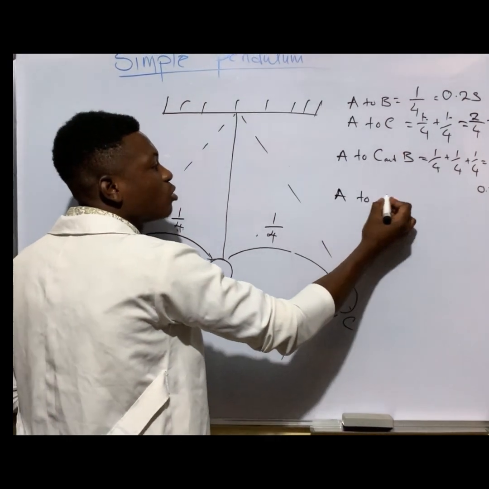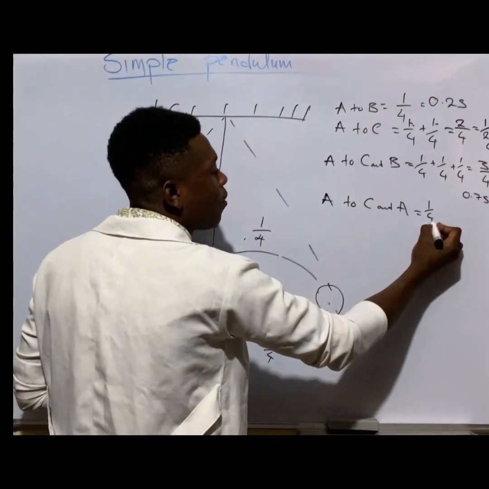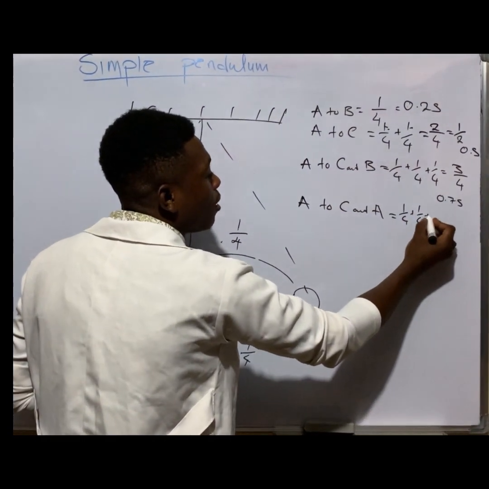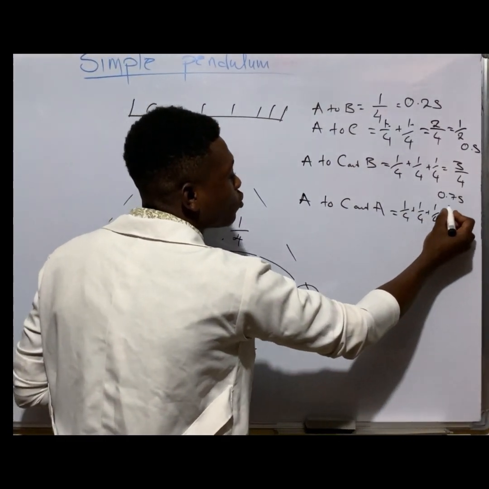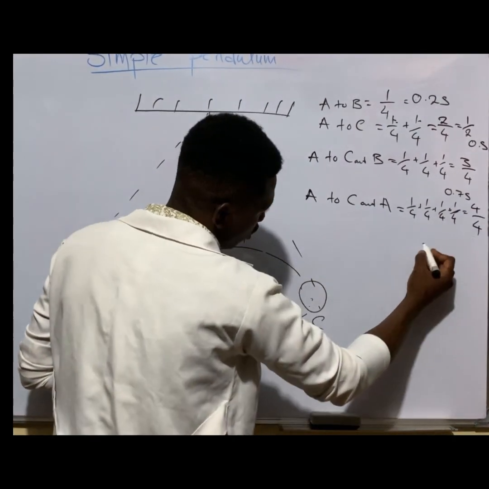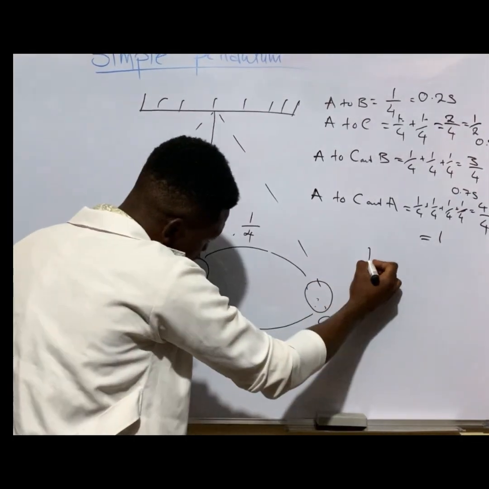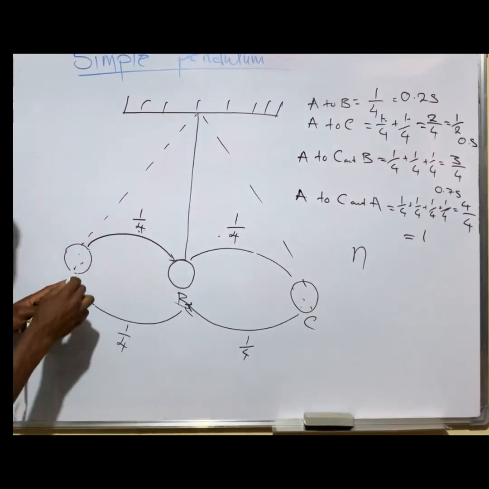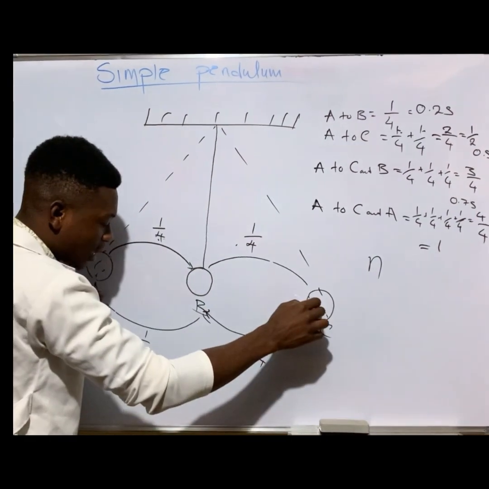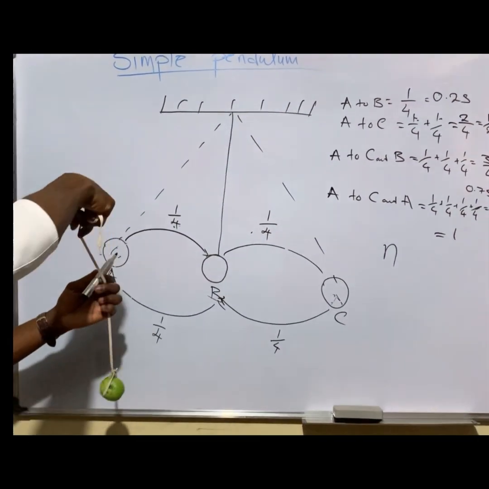And the last one, from A to C and back to A, the original. It is 1/4 plus 1/4 plus 1/4 plus 1/4. This gives you what? 4/4. What is 4/4? 1. So the number of oscillations for the complete swing of a bulb from A to C and C to A is 1.